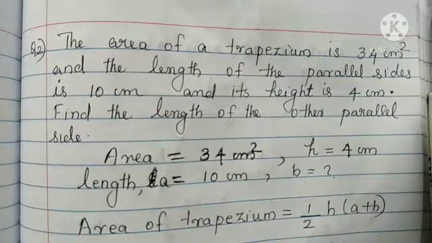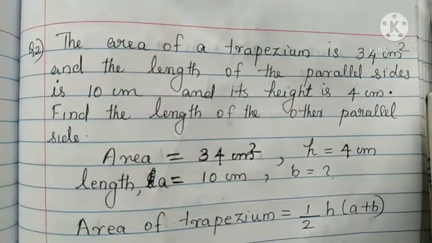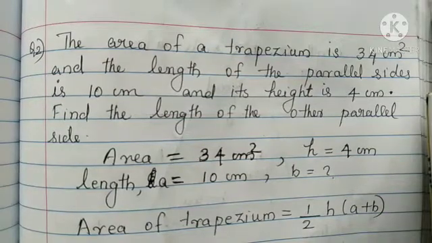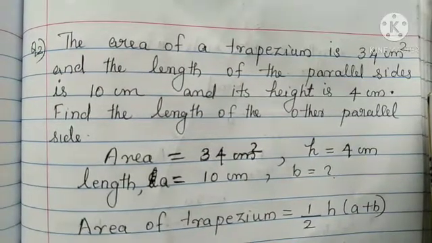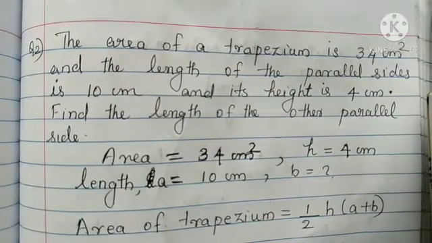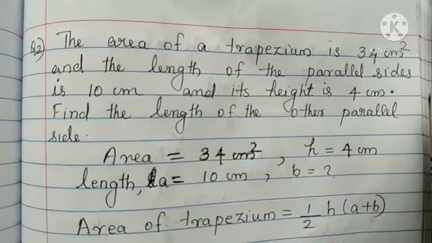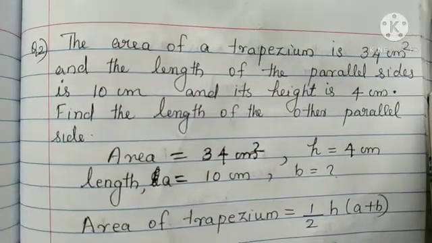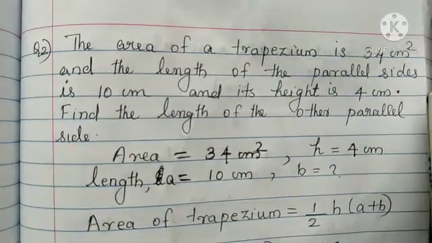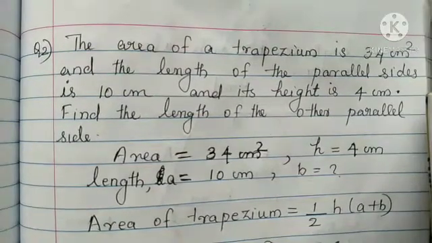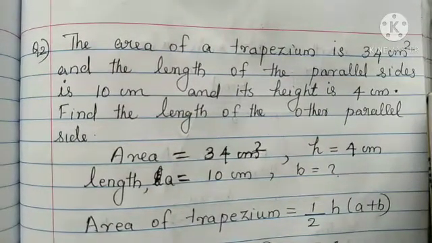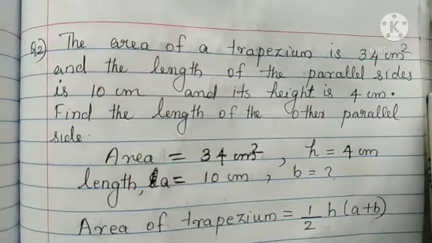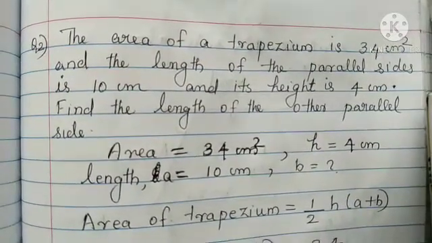The area of a trapezium is 34 centimeter square and the length of one of the parallel sides is 10 centimeter and its height is 4 centimeter. Find the length of the other parallel side. As you know, area is equal to 34 centimeter square, h is equal to 4 centimeter, length A is equal to 10 centimeter, B we have to calculate.